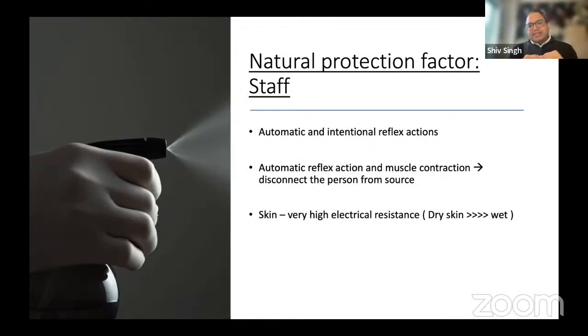The second thing is the skin. Skin has got very high resistance. Obviously, dry skin has much, much higher resistance than wet. So if you have dry hands, you're touching anything, the chances of high current passing through your body is very, very low. It's only when your hands are wet that the current flow increases, or you're sweating. Sweat has a lot of sodium chloride, so it's a good conductor. Sweat is a good conductor of electricity.